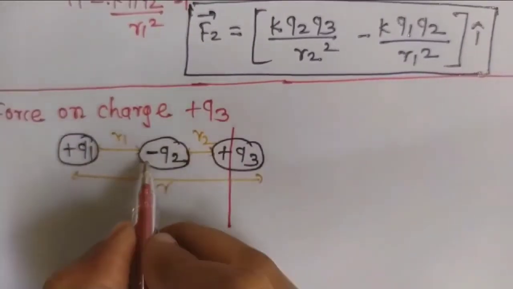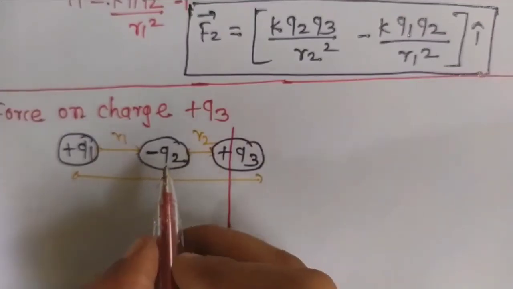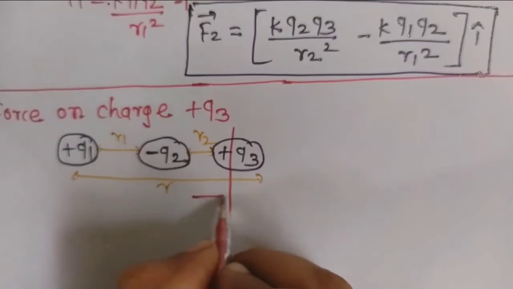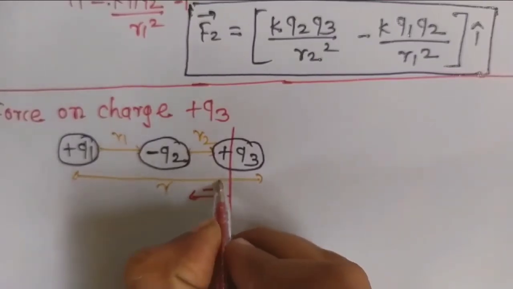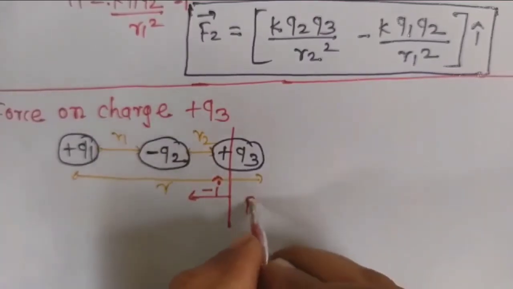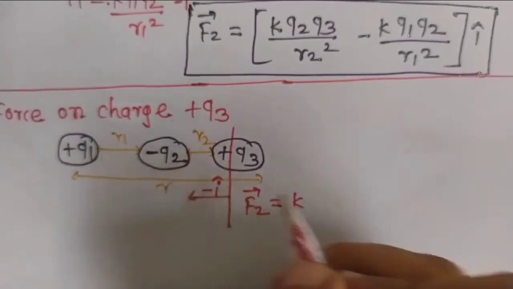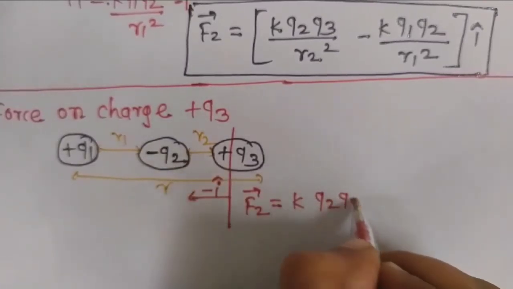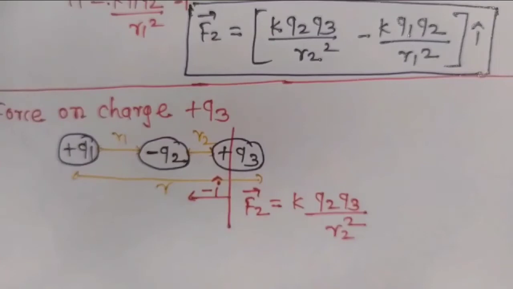So we have to find the net force on the charge Q3 due to the charge minus Q2. Polarity is opposite, therefore they attract each other, and the direction is towards the charge. It is F2 is K Q2 Q3 upon R2 square.